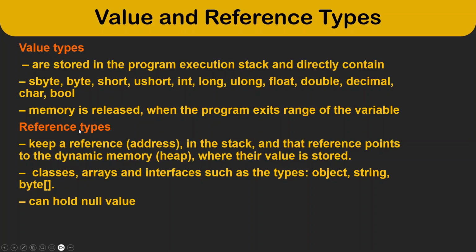Also, we have reference types that keep a reference or address in the program execution stack, and that reference points to the dynamic memory, also called heap, where their value is stored. The reference can only point to objects of the same type, i.e., it is a strongly typed pointer. All reference types can hold a null value.